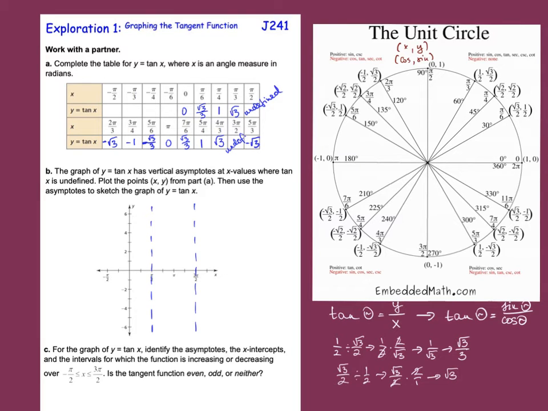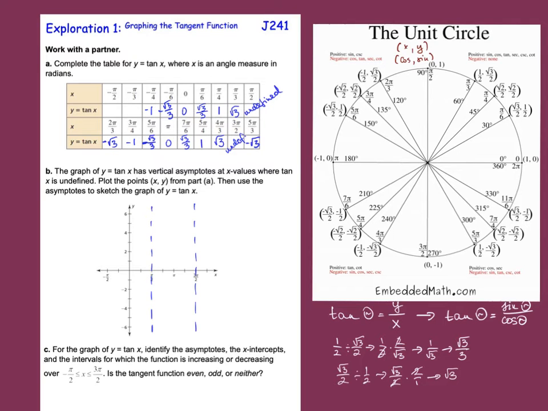So from here, now we are going to move to the negative direction. If we go to negative pi over 6, which would be over here, that would be root 3 is actually negative half divided by root 3 over 2. So that's going to give us negative root 3 over 3. And then we move to negative pi over 4, so that's right here. So we are going to have negative root 2 over 2 divided by root 2 over 2, so that's going to give us a negative 1 value.